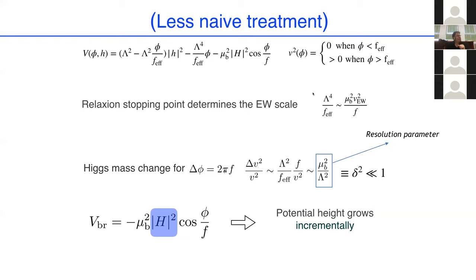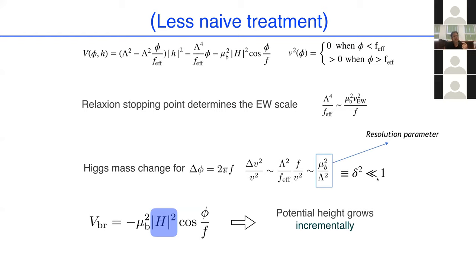But here is the interesting thing. Once you look at the evolution of the relaxion, an interesting parameter is to understand how much the VEV of the Higgs changes when you go from one wiggle to the next wiggle. We have all of these wiggles, and we just suppose that we move from one minimum to the next minimum. The VEV of the Higgs changes very little. This is because this term is in fact very, very small.